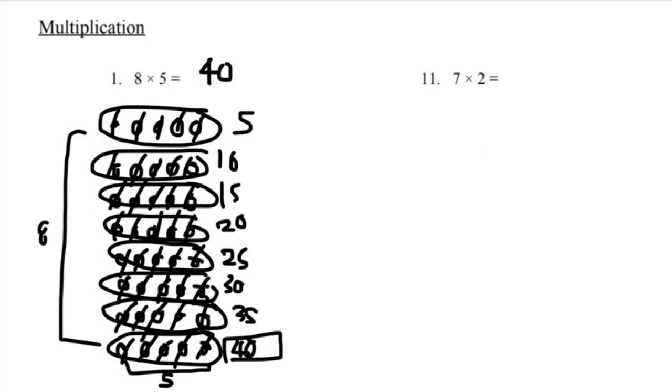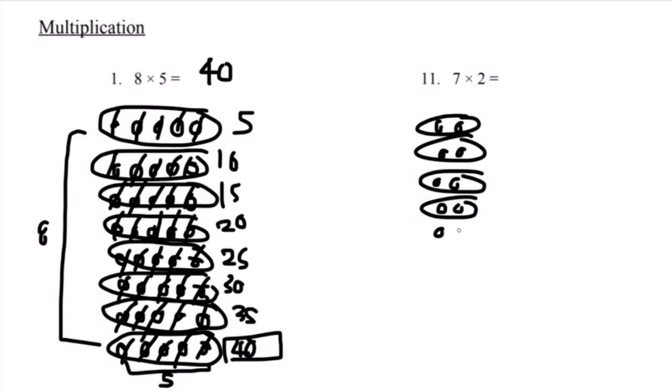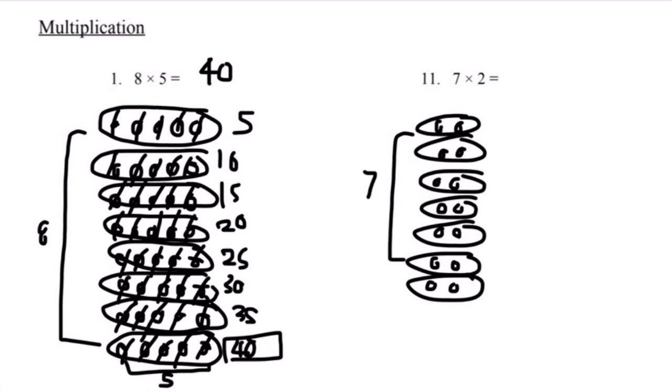Number 11, 7 times 2. 7 times 2 can also be referred as 7 groups of 2. Let's draw it out. 1, 2, 3, 4, 5, 6, 7. We have a total of 7 groups of 2 circles. Now let's add it all together to find our final answer.